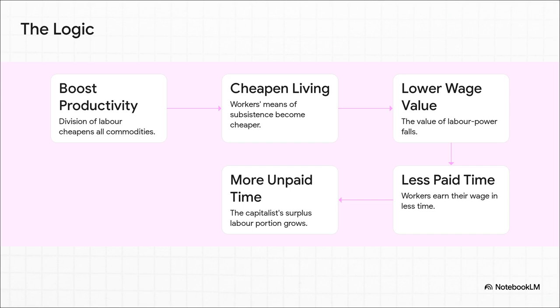And finally, Step 5. If the workday is still, say, 12 hours long, that means the part of the day that is unpaid surplus labor for the capitalist just got bigger. It went from 6 hours to 8. That is the essence of producing relative surplus value.